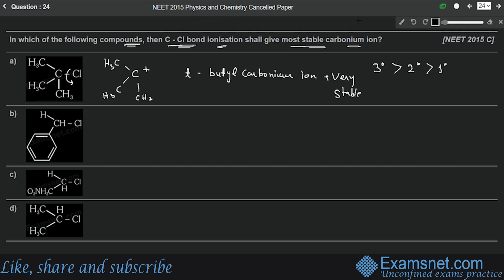Then in the second one, we'll get a benzyl carbonium ion. Okay. This is your benzene ring. This is carbon CH and then one more H, positive charge here. This is benzyl carbonium ion, and this will also be very stable due to resonance.